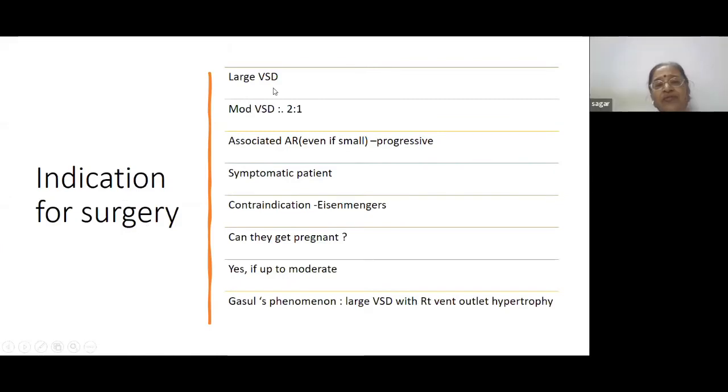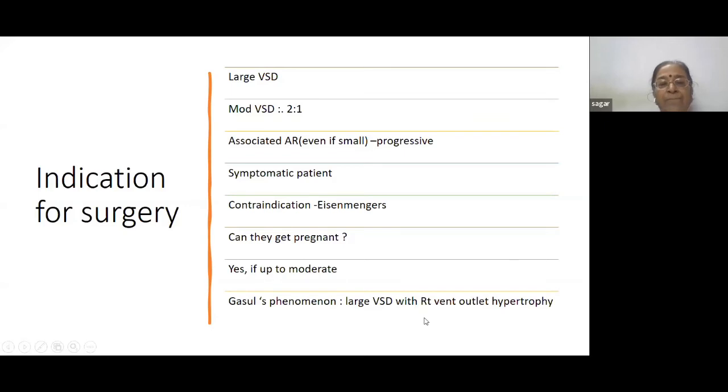What is the indication for VSD surgery? Large VSD, moderate VSD 2:1, associated AR even if small, because it can be progressive, and a symptomatic patient. Contraindication is Eisenmenger. Eisenmengers, can they get pregnant? Yes, if up to moderate, they can. And what is called Gussel's phenomenon is a large VSD with a right ventricular outlet hypertrophy, and this may become what we call an acyanotic Fallot.